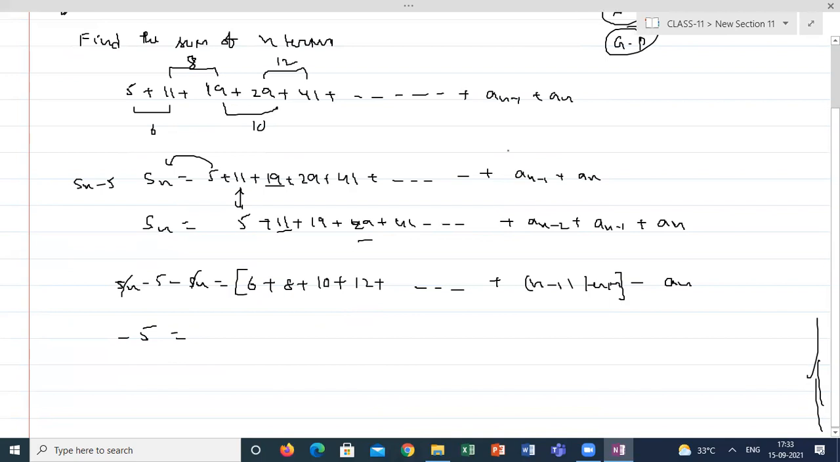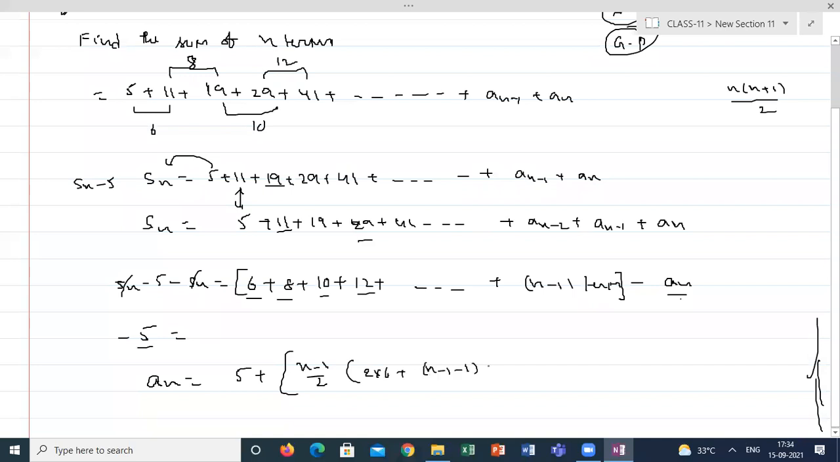I want the an value, because I am trying to calculate an. Take this an to this side and 5 to the other side. So my an is equal to 5 plus 6 plus 8 plus 10 plus 12 and so on up to n minus 1 terms. This is a series in AP whose first term is 6 and common difference is 2, with n minus 1 terms. What is the formula? n by 2 into 2a plus n minus 1 times d. So can I write it like this: n minus 1 by 2 into 2 times 6 plus n minus 2 times the common difference 2. Is this correct?